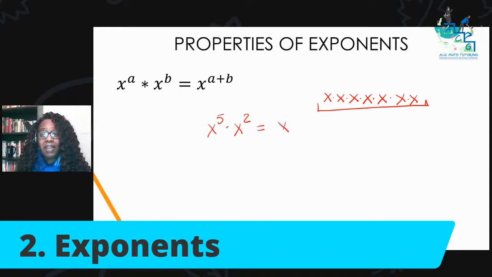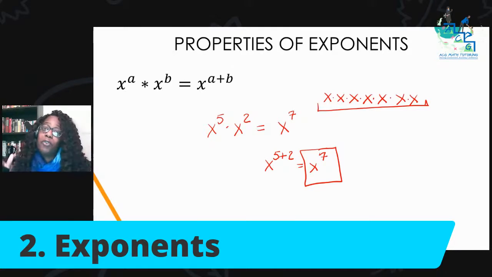So that means I have x⁷. All I had to do was add the 5 and the 2, that's how I got my x to the 7. Okay? So eventually you can do the extended form, or you can just simply, when they're the same bases, add those exponents. So if I gave you, I'm going to put it over here, 2x times 2y.